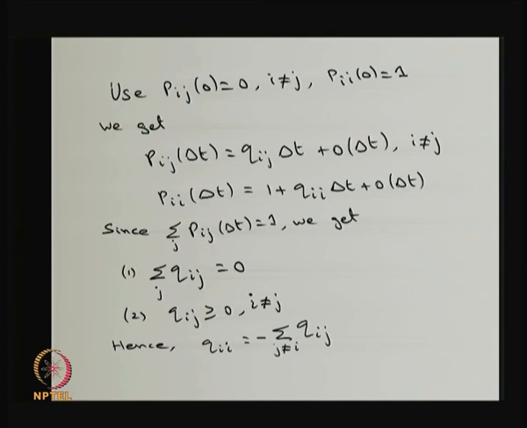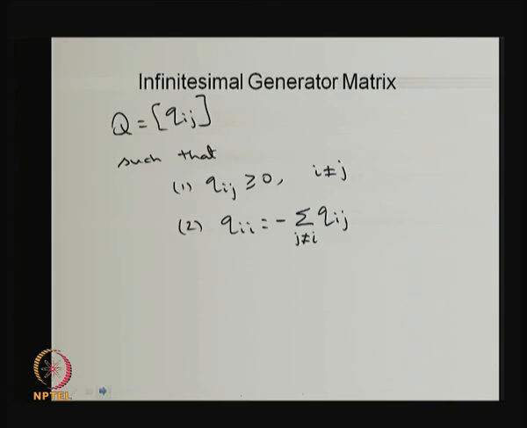So the quantity q_ij has the property that the row sum is going to be 0 and the off-diagonal elements are greater than or equal to 0. Therefore, the diagonal element is going to be the summation of all the other terms with a minus sign. Using this, we can make a Q matrix with entries q_ij such that q_ij is always greater than or equal to 0 for i not equal to j, whereas the diagonal element is minus the summation. Therefore, it has the property that the row sum is going to be 0.